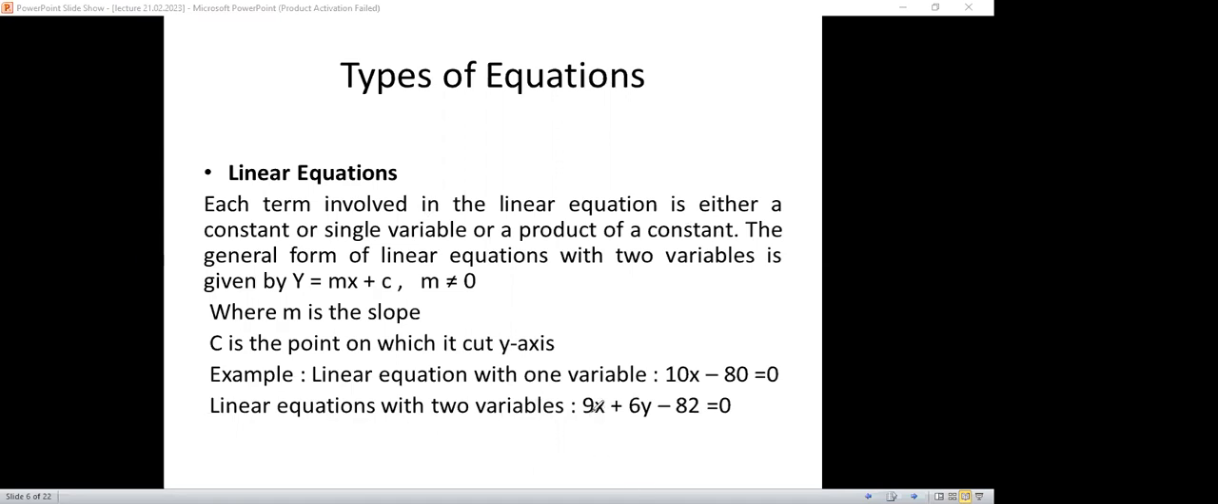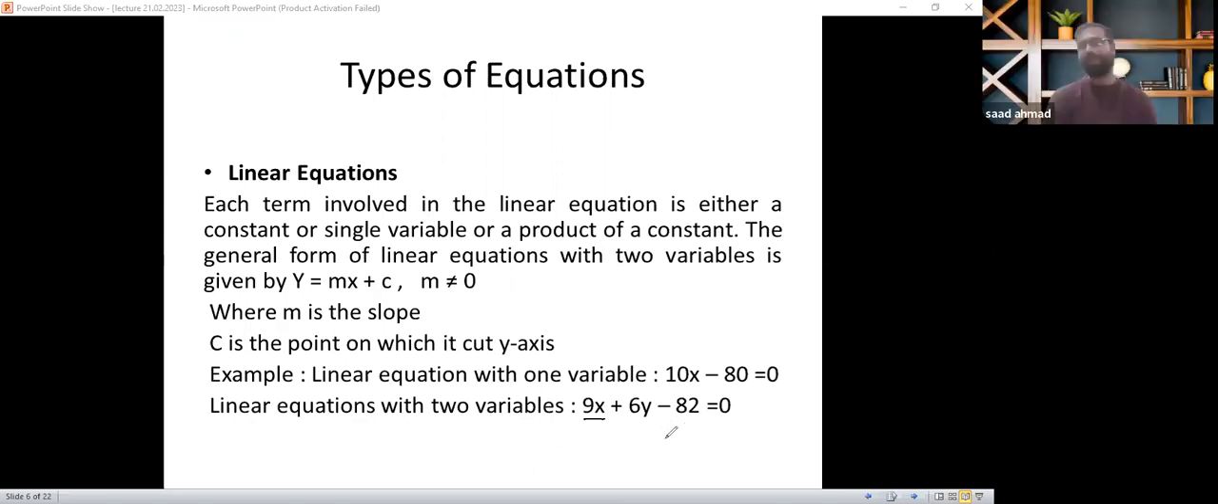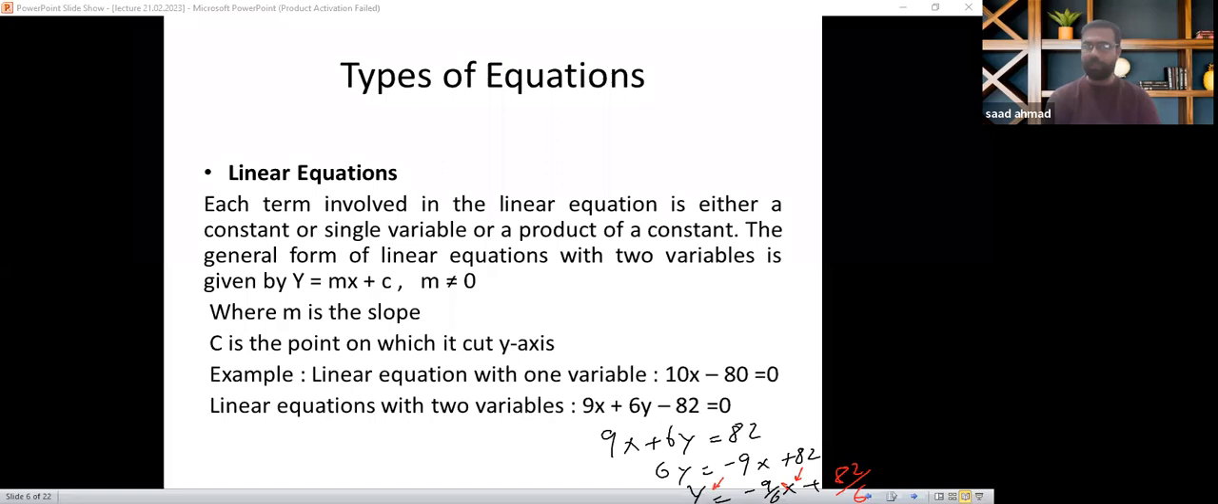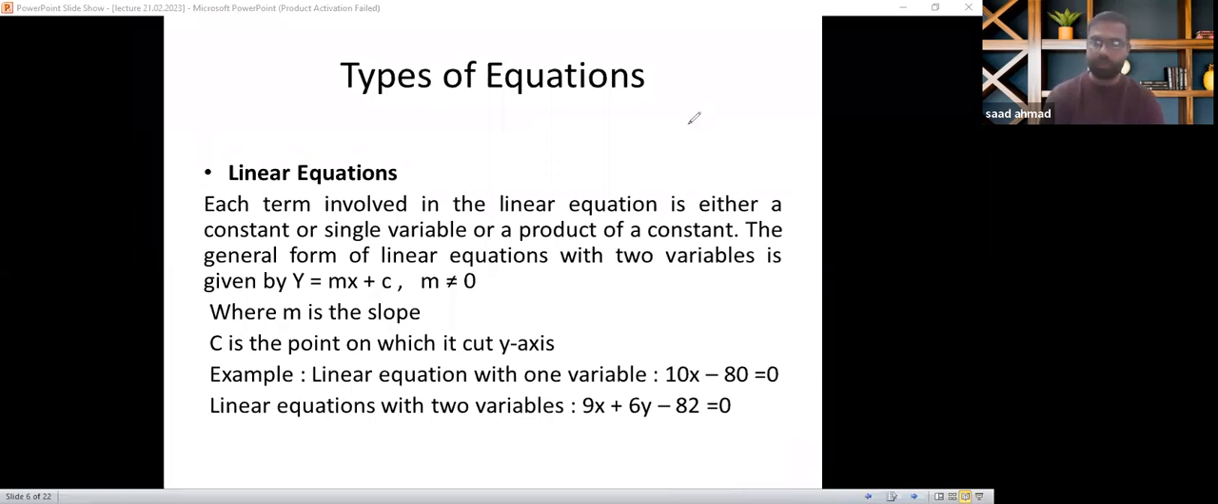In this case, 9x plus 6y, what are you supposed to do? It's the equation of a line. You can convert it into slope-intercept form, or into the standard form of a line, and then you can divide by 6. So y equals 9... Then you can see that this equation is true only for some particular values of x. When you put in a particular value of x, you get only particular values of y for which the equation will be true.